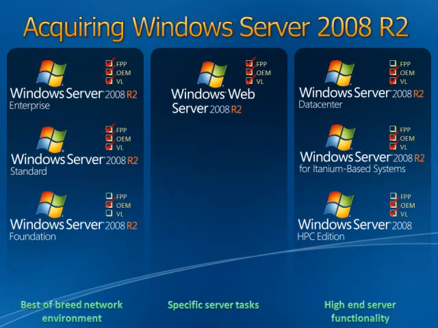When we think about the different editions, again, they are available through the different channels. So if you look, for instance, Foundation is only available as OEM, whereas Standard, Enterprise and Web Server are available through all three channels, so full package product, OEM and volume licensing. And if we look at the high-end editions over on the right-hand side, they are only available through OEM and volume licensing.